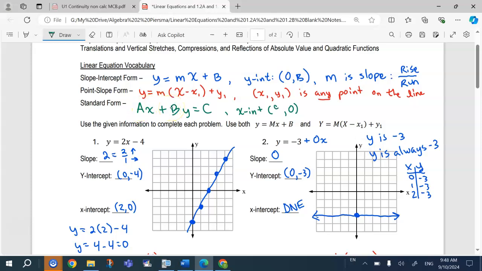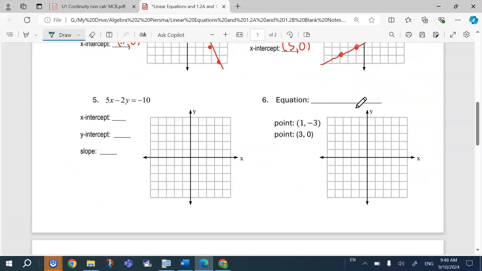So c divided by a will always be your x-intercept, and similarly, your y-intercept will always have 0 for x, which will make this term disappear, and then to get y by itself, I would have to do c divided by b. C divided by b would go there. So that will always give you those 2 points. Once you have those 2 points, you can just graph the line. So let's try an example.